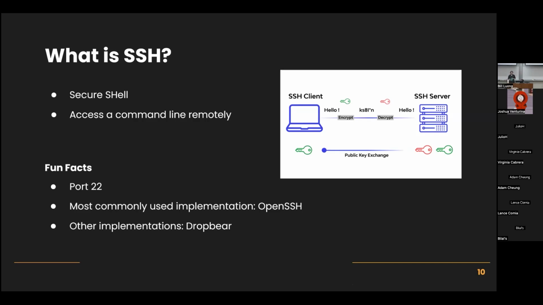So SSH operates primarily on port 22. Of course, you can change this in the settings, but by default, it's going to be 22. The most commonly used implementation of SSH is known as OpenSSH, and I'll show you guys how to install this in a bit. But another implementation you might want to watch out for in the future is something called Dropbear. I don't personally know too much about Dropbear, but there are some problems with Dropbear compared to OpenSSH.